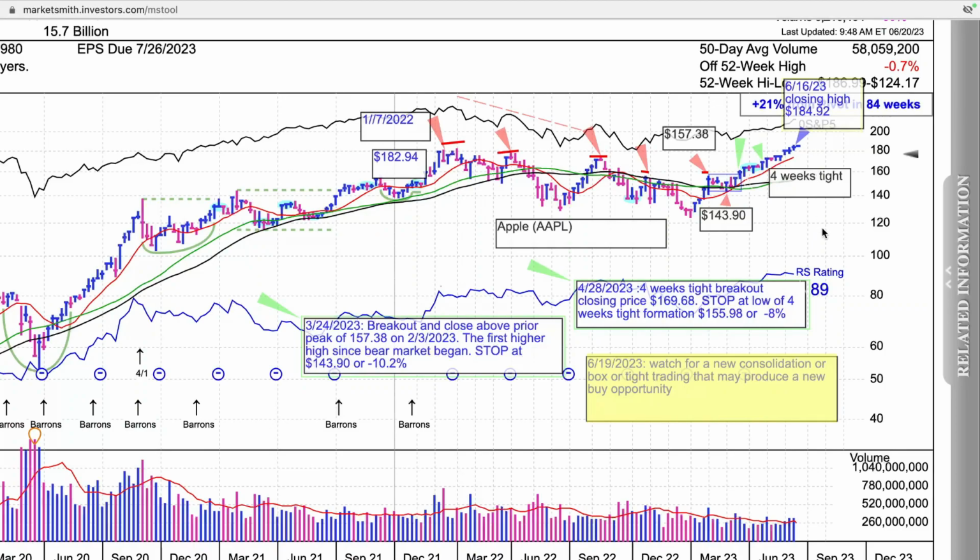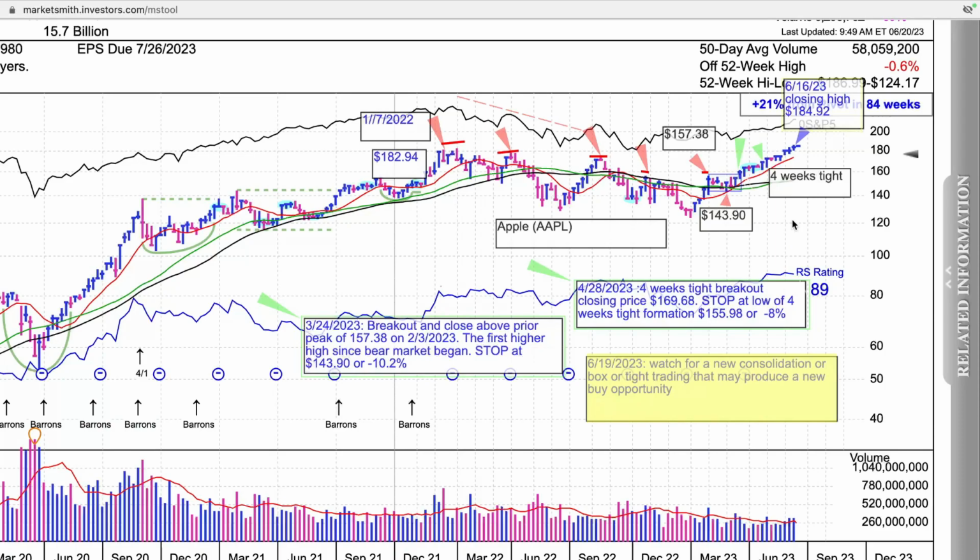What you might want to look for, I have made a note down here in this yellow box, is at this point you want to watch for a new consolidation or a box. I kind of like to call it just a box formation right here, just like what happened in late March. But look for a new consolidation or a box formation or more tight trading like happened right here in April, those 4 weeks. And then look for a new buying opportunity with a legitimate area to put your stop in.